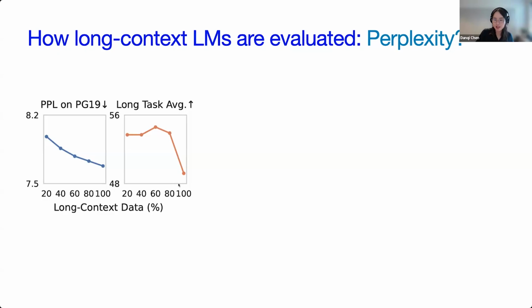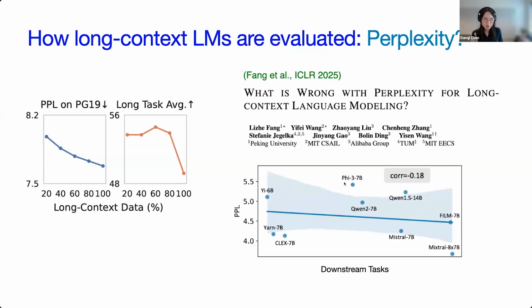The figure I've put here is from a paper that I will talk about later. Basically, we show that perplexity is not a reliable metric for making some important design choices, such as data mixing. And only pretty recently, we came across a paper, a CIIR 2025 paper, that addressed this issue more systematically. The paper is titled "What's Wrong with Perplexity for Long Context Language Modeling?" Its findings are aligned with what we observed: there's no clear correlation between perplexity and downstream task performance.